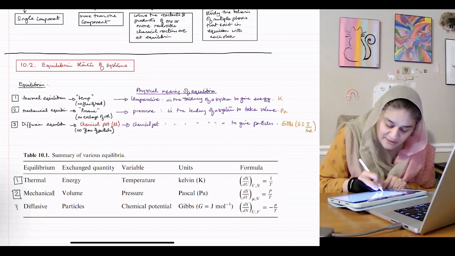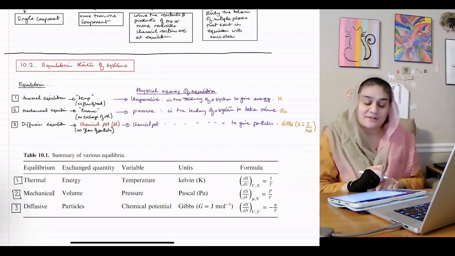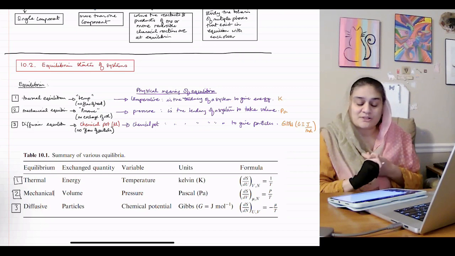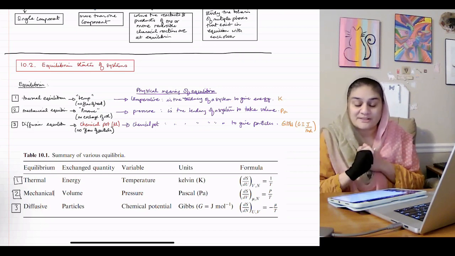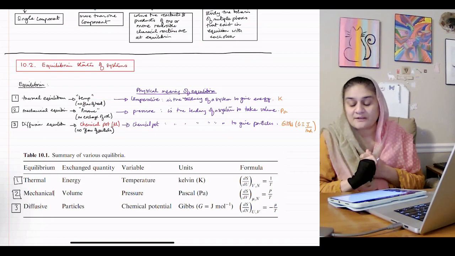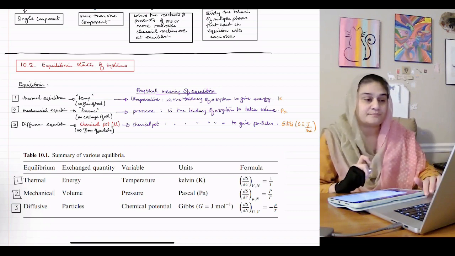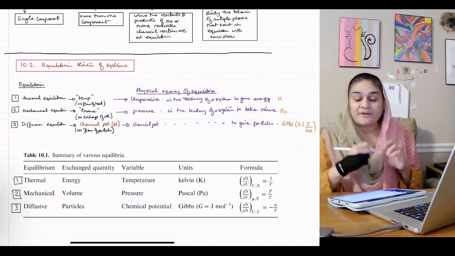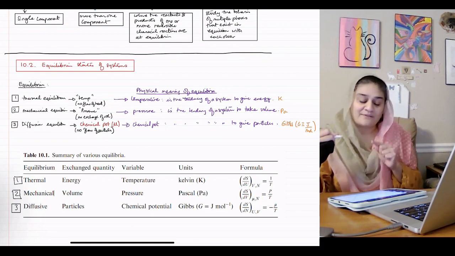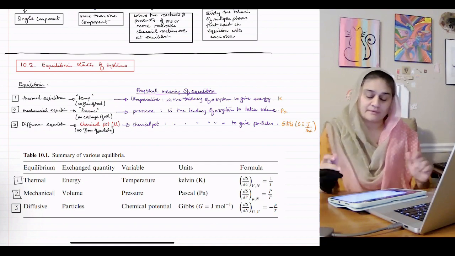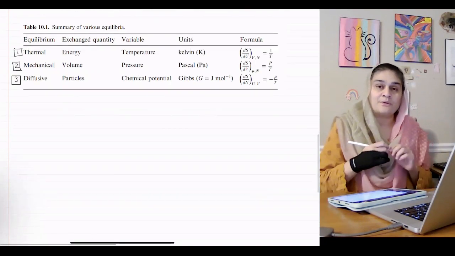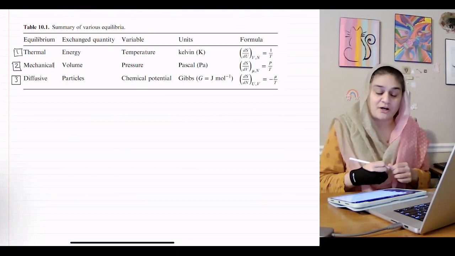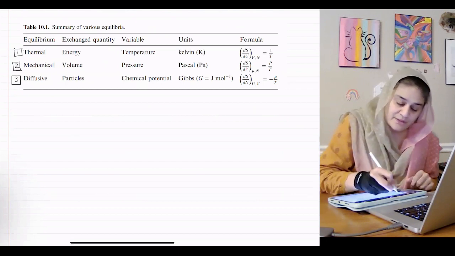Number 3 is diffusive equilibrium. The exchange quantity is particles. The variable is chemical potential. Units are Gibbs, and the formula is ds over dn at constant U and V equals minus mu over T. Now, before we move on, I would like to show you how to derive each of these formulas. So I'm going to give you the mathematical descriptions of equilibria for all 3 of them. So let's do that.